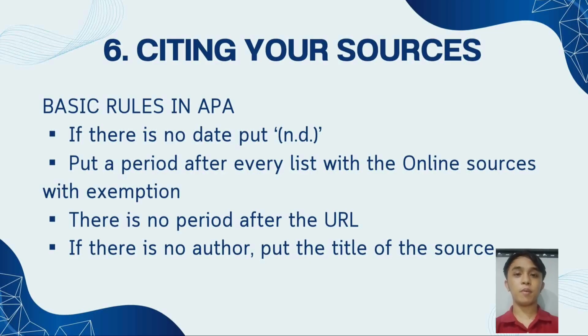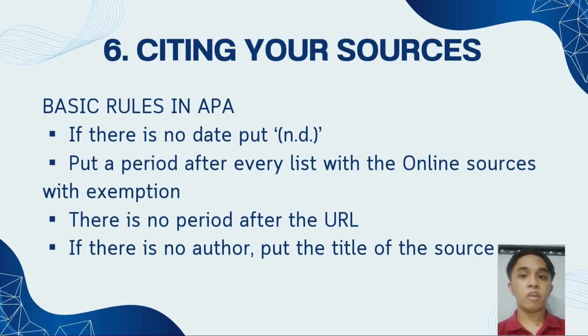Basic rules in APA referencing: if there is no date, write ND, which means no date. Always put a period after each part of the citation. Do not put a period after a URL. If there is no author, start with the title of the source instead. Your reference list is like the credits section of your research. It gives full information about your resource.